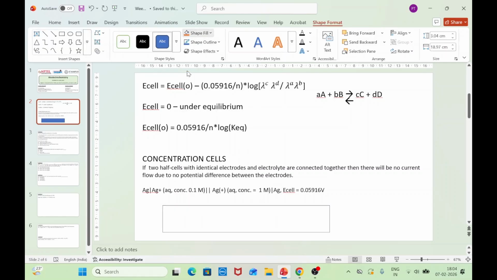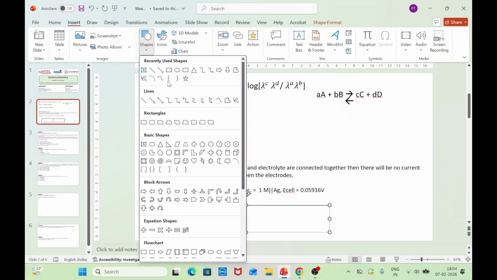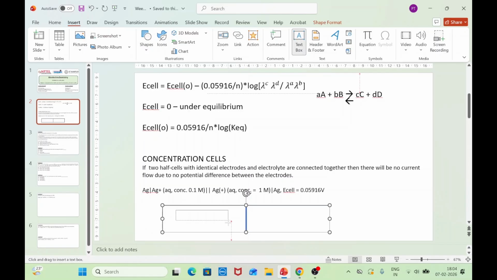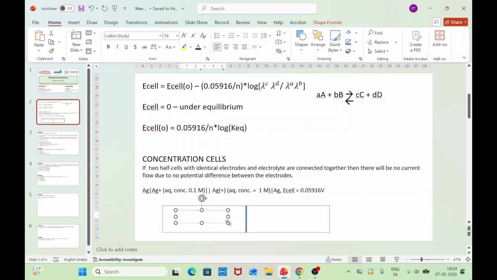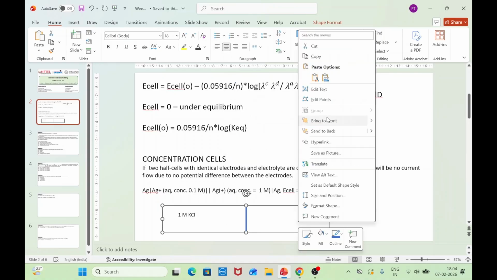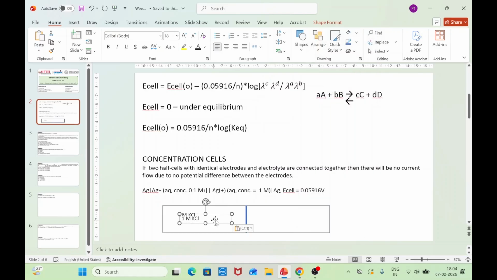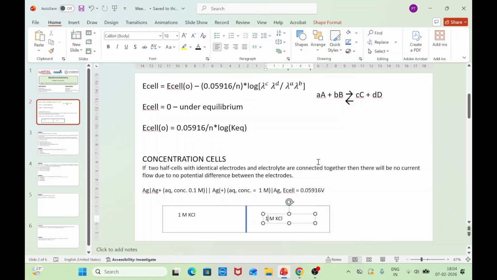Let's assume that this is the cell, and this cell is going to be separated here, and this is going to be your left hand side, which is going to have a KCl electrolyte with 1 molar concentration. Similarly, on the right hand side you have another half cell. However, here the electrolyte is 0.1 molar KCl.